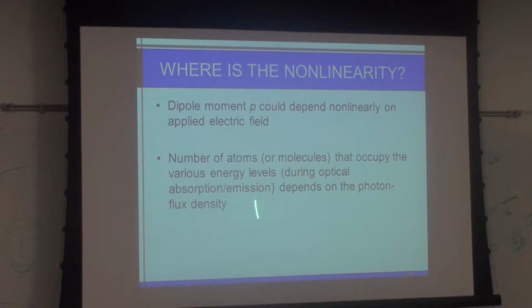So the other way of thinking about it is that this is essentially also a quantum picture. Let's use the language of atoms. The number of atoms that occupy the various energy levels depends on the photon flux density. So you have populations in the ground state. If you're thinking of electronic structure, for example, you have populations in an excited state, right? What is the number of atoms occupying this excited state? What is the number of atoms occupying the ground state? So it's going to depend also on the number of photons that are entering the mode. And that's where you can get nonlinearity from.